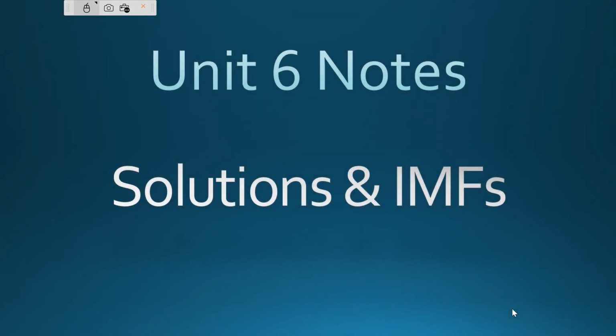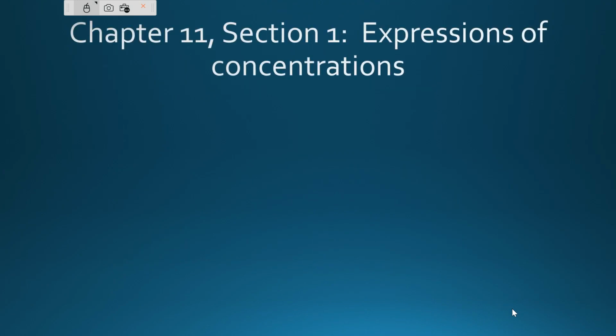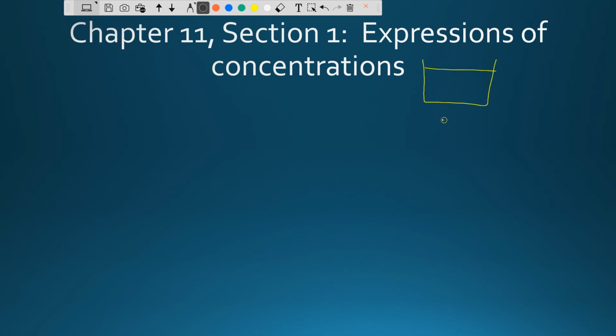Welcome back, everybody. We're taking a look at AP Chemistry Unit 6, and this is Section 1 of Solutions and Intermolecular Forces, otherwise known as IMFs. In this particular section, we're taking a look at solutions themselves, and within solutions, we have lots of different ways to describe how strong they are, ways to express their concentrations. And so let's do a quick review before we begin anything.